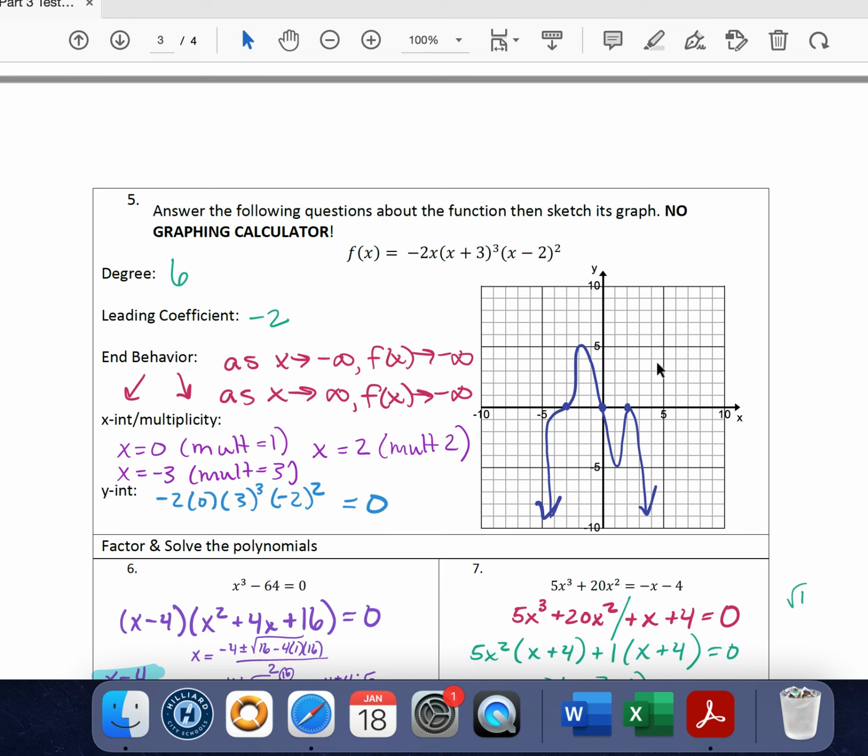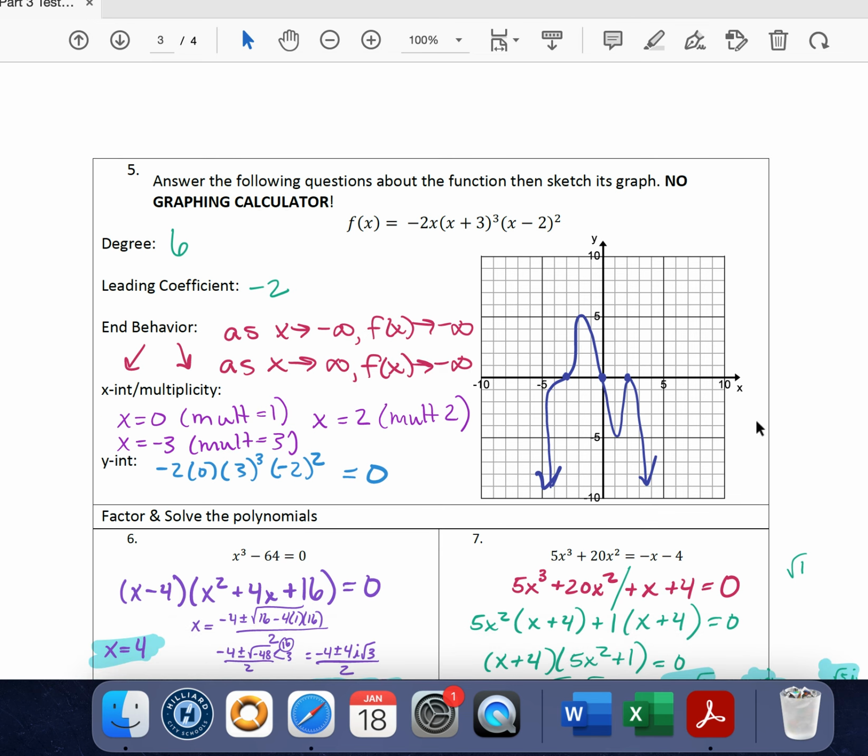So this is a no graphing calculator one. We got to graph it, and you can say degree 6. Look, 1, multiplicity of 3, multiplicity of 2, so that's a total of 6. And x-intercepts are 0, negative 3, and 2.